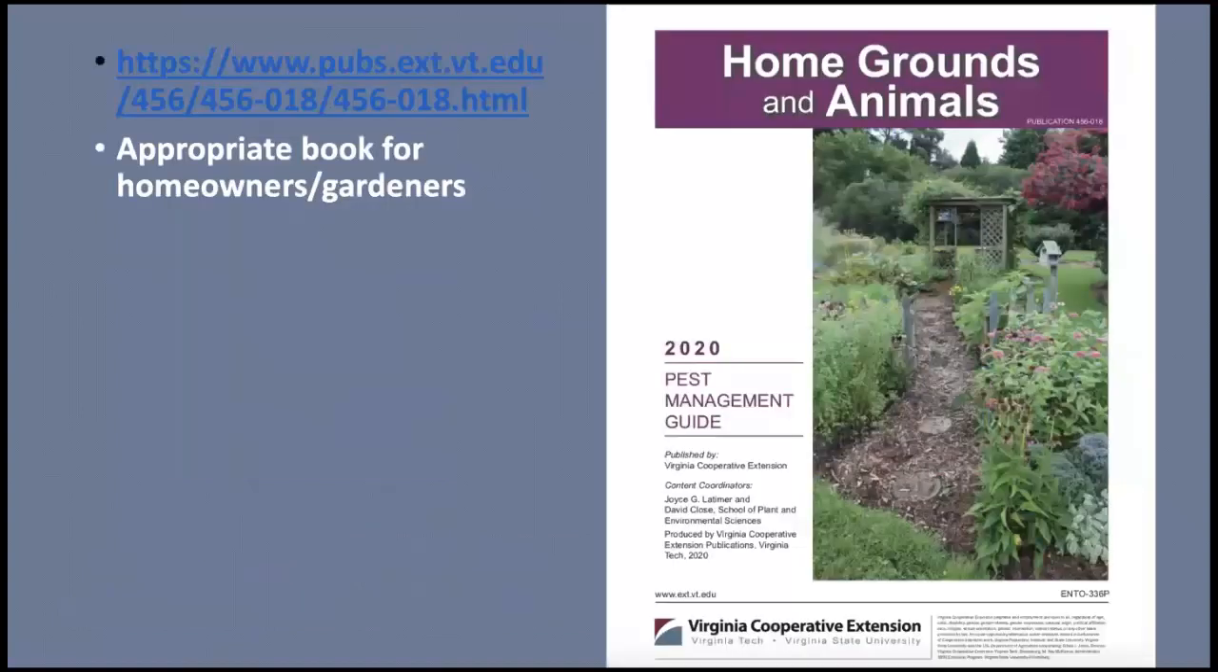If you're more of a gardener or interested in home grounds, then this is the appropriate book for you. This is Home Grounds, an Animal Pest Management Guide. That also has a tremendous amount of information about which fungicides are available to the public, or bactericides, if you will. And also some good tips on how to manage diseases from a cultural practice standpoint as well.